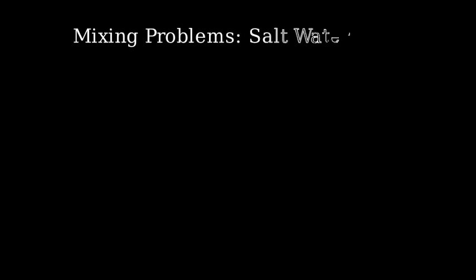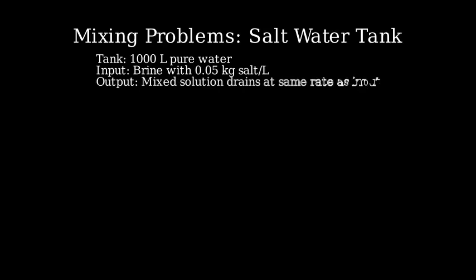Welcome. Today we'll solve a mixing problem involving salt water. Here's our scenario. We have a tank containing 1,000 liters of pure water. Brine containing 0.05 kilograms of salt per liter flows into the tank at a certain rate. The solution is continuously mixed and drained at the same rate.